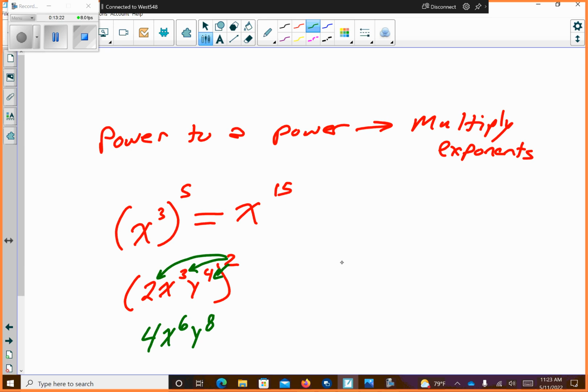Oh, yeah, let's try one like that. Let's say we had 3x raised to the 0, y to the 4th. No, 0 on the outside. Okay, so if we had something like this.